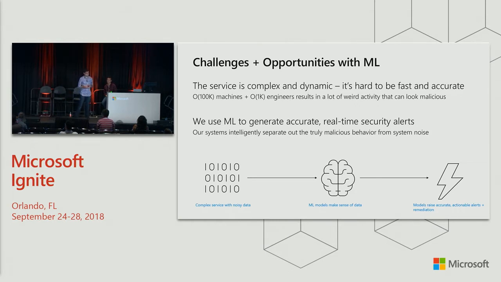The first point to emphasize is that our service is very complex. It's very dynamic. I mentioned on the previous slide, we're talking on the order of hundreds of thousands of machines that power our infrastructure, generating millions of events per second. Not only that, there are changes happening to the service all the time. We have thousands of engineers who are constantly deploying new code, trying to test out new features, troubleshooting issues that may arise. So there's a lot of weird stuff going on as a result of that.